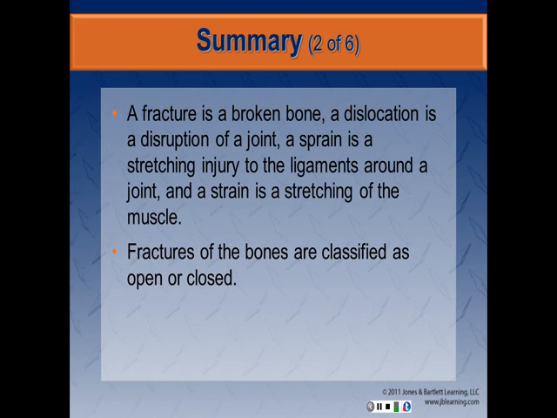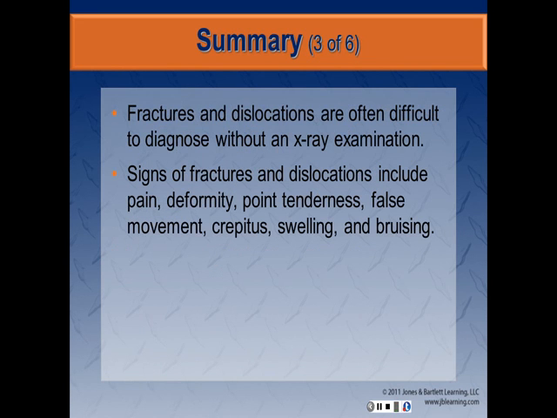Depending on the amount of kinetic energy absorbed by tissues, the zone of injury may extend beyond the point of contact. Always maintain a high index of suspicion for associated injuries. Fractures of the bones are classified as open or closed. Both are splinted in a similar manner, but remember, control bleeding and apply sterile dressings to the open extremity injury before you splint. Fractures and dislocations are often difficult to diagnose without an X-ray exam. You will treat these injuries similarly. Stabilize the injury with a splint and transport the patient.